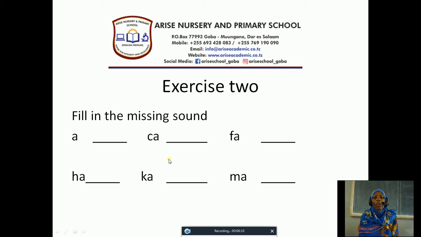Now you are going to fill yourself after sound ka. What is the next sound? Then you are going to sound fa. After sound fa, what is the next sound? Then you are going to sound ha. After sound ha, what is the next sound? Then you are going to sound ka. After ka, what is the next sound? Then ma. After ma, what is the next sound?